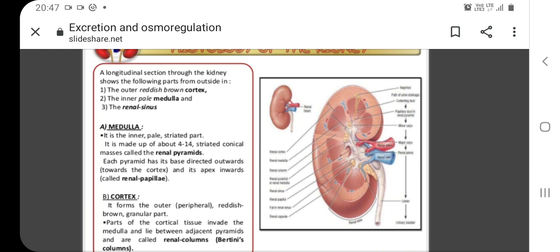Cortex. It forms the outer or the peripheral reddish brown granular part. It is granular due to the presence of nephrons. As I have already told you many times, nephrons are the functional unit of the kidney. The part of the cortical tissue invades the medulla and lies between the adjacent pyramids, forming the renal column, also known as the Bertini's column.